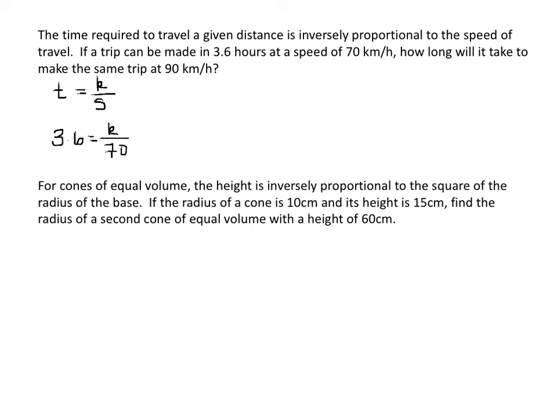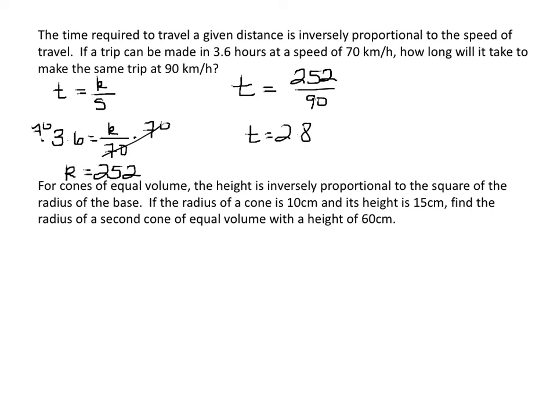So in order to solve for k, I multiply by 70 on both sides. Once I've done that, I find that K is 252. Now, I have to figure out how long it will take to make the same trip at 90 kilometers per hour. How long will it take? That means I'm looking for time is equal to 252 over 90. Well, that's simple enough to put right into your calculator, and that time is 2.8. So you can say it will take 2.8 hours.